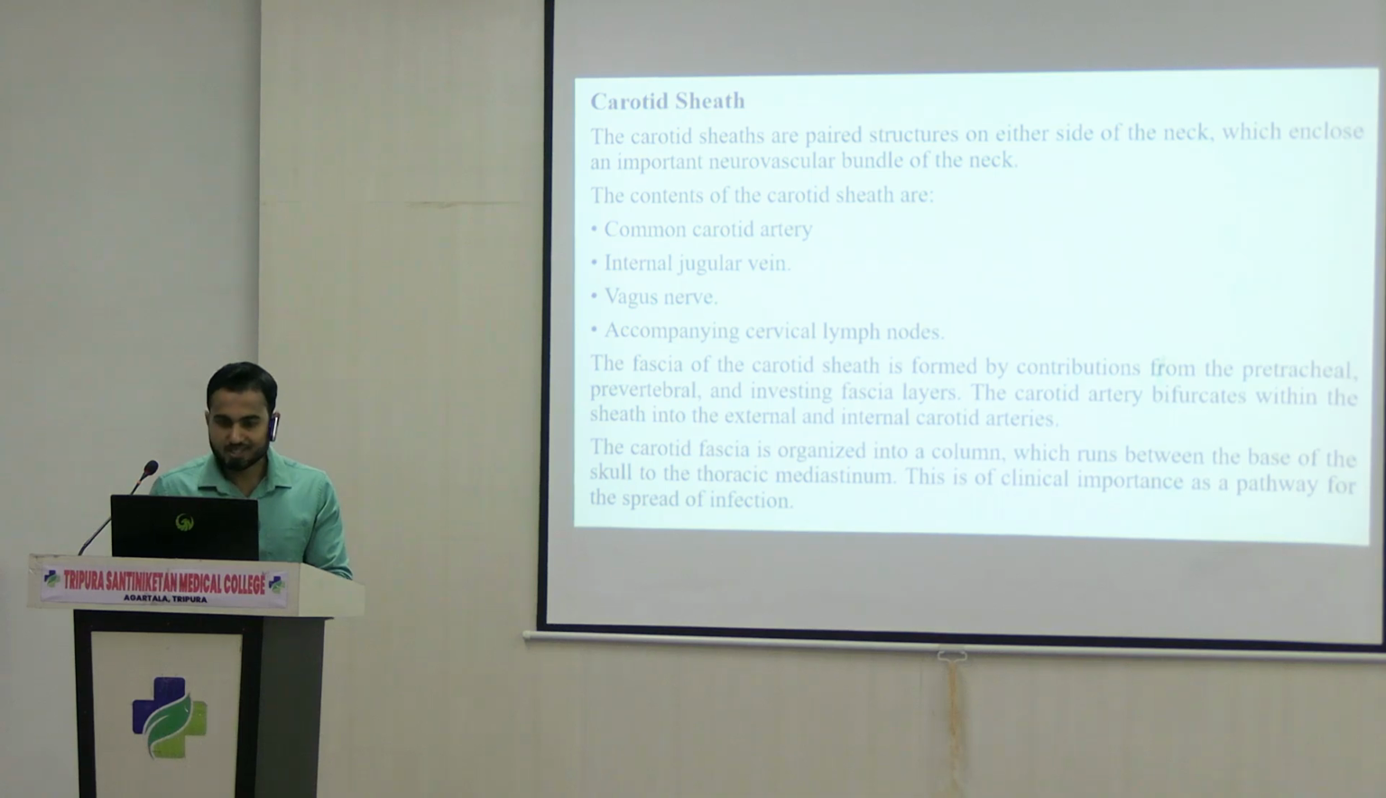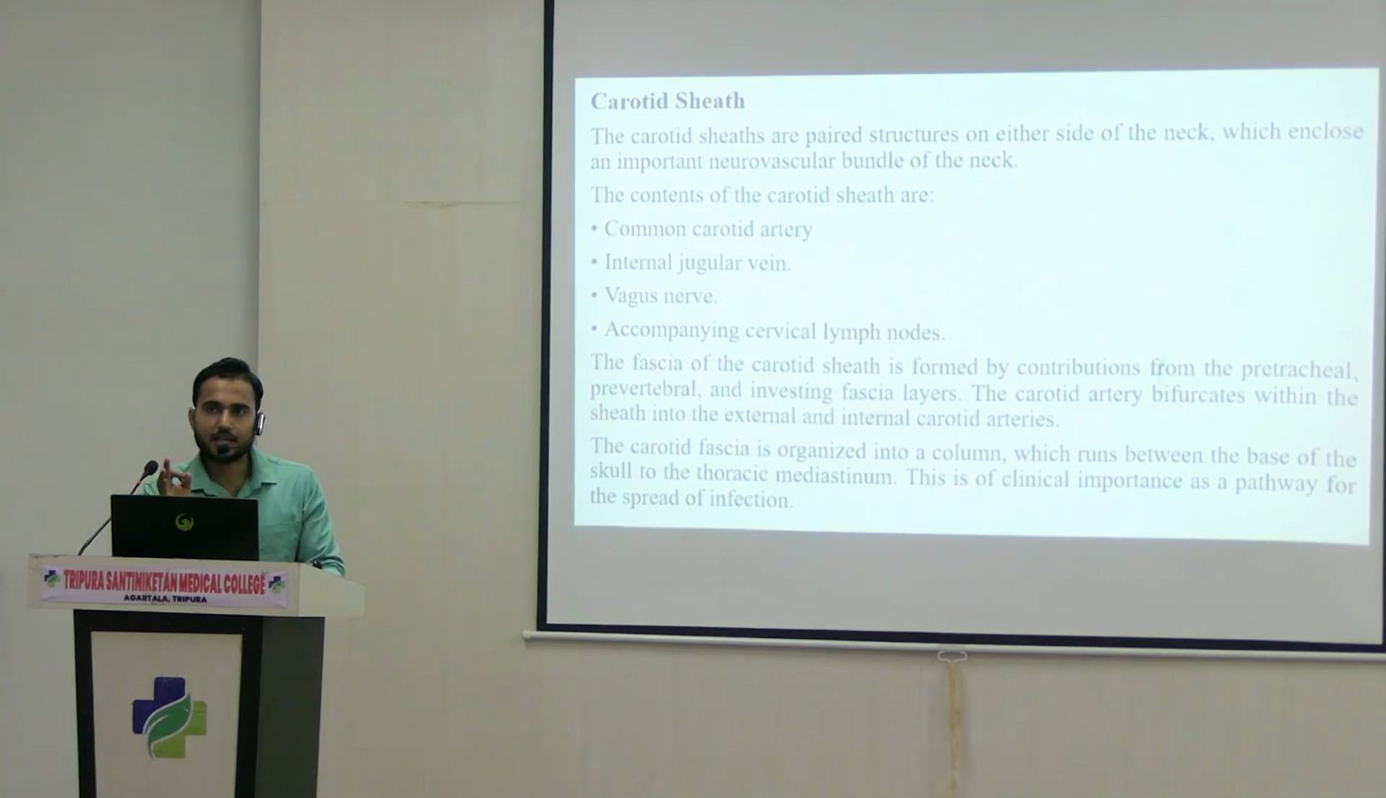Next is the carotid sheath. I have already mentioned the carotid sheath last week. So what exactly is the carotid sheath? These are paired structures situated on either side of the neck. They enclose very important neurovascular structures present in the neck. What are the structures enclosed? The common carotid artery, internal jugular vein, and vagus nerve. These are the three important structures enclosed inside the carotid sheath.